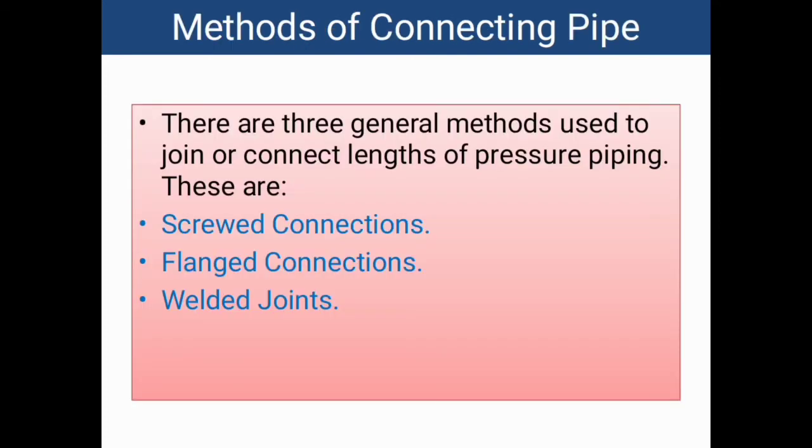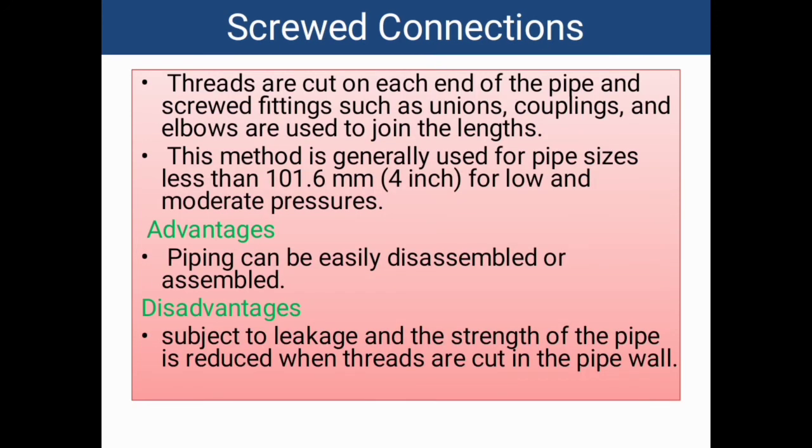So, methods of connecting pipe. There are generally three methods available to connect the pipes. One is screwed connections, and flanged connections. Then finally welded joints. Screwed connection means at the two ends of the pipes, a thread will be turned and we connect the pipes by screwing them together. This has the advantage that it can easily be assembled and disassembled, but it has the disadvantage of leakage.